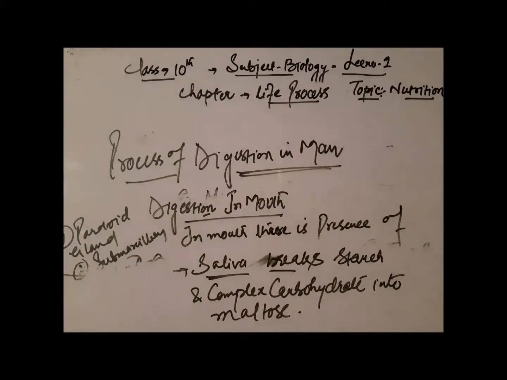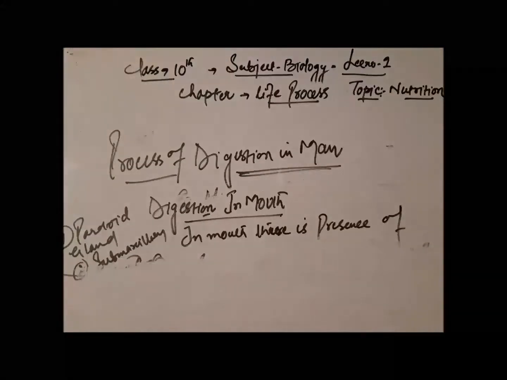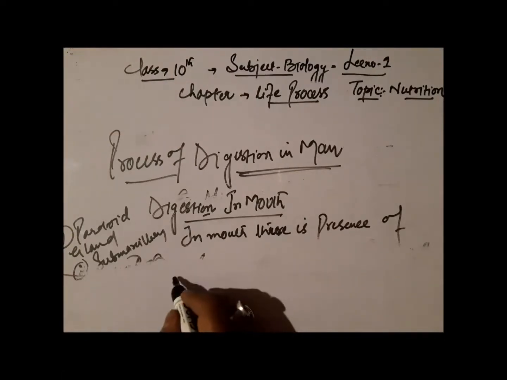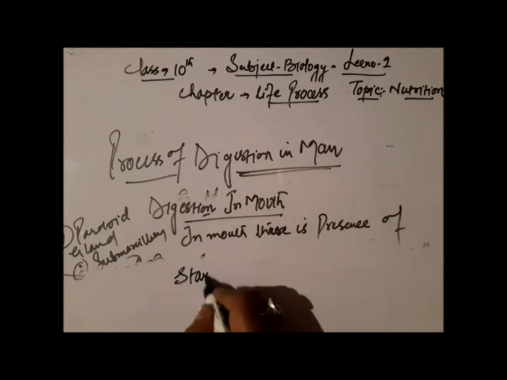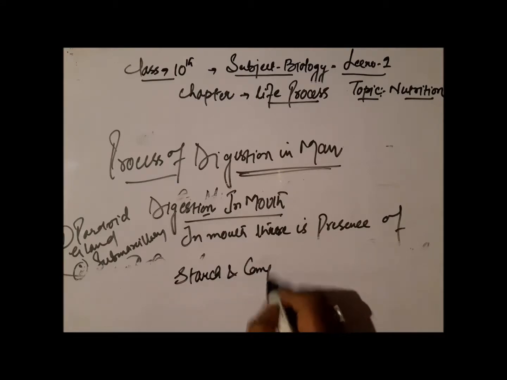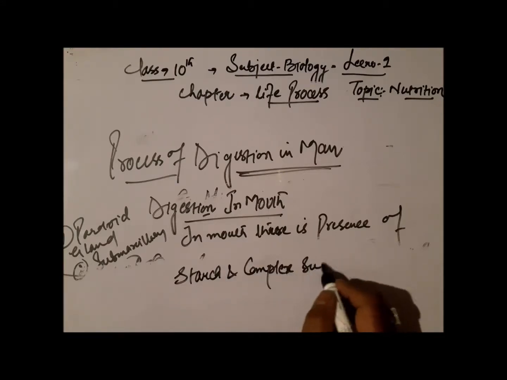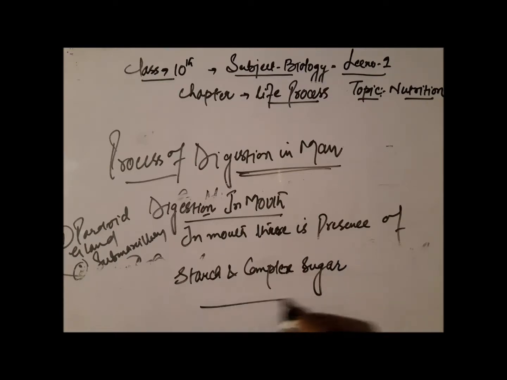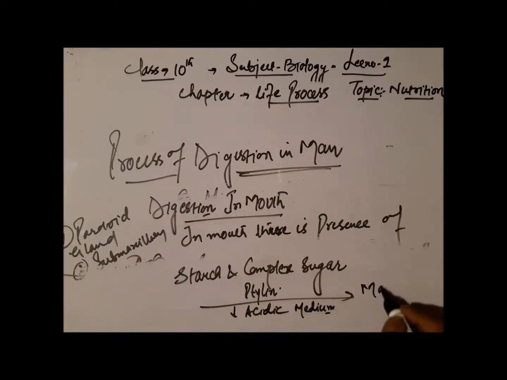So if we write it in the form of a reaction, starch and complex sugars get broken down with the help of the enzyme ptyalin, in an acidic medium, into maltose. So this is the first step in the digestion that takes place inside the mouth.